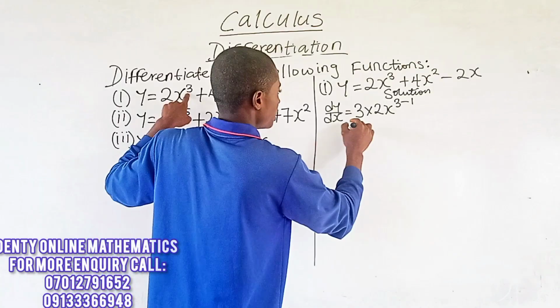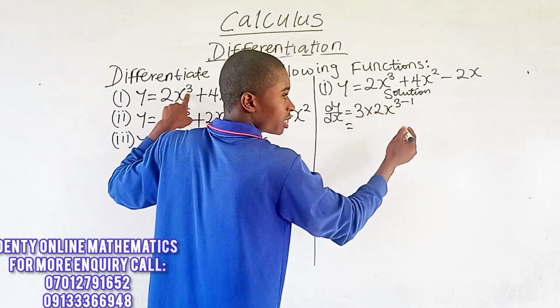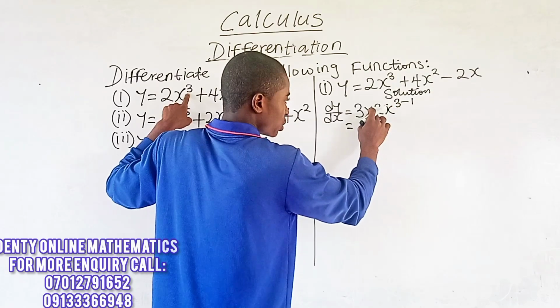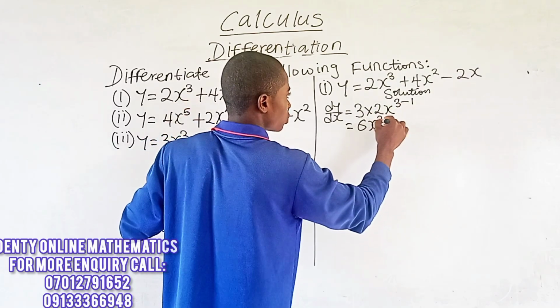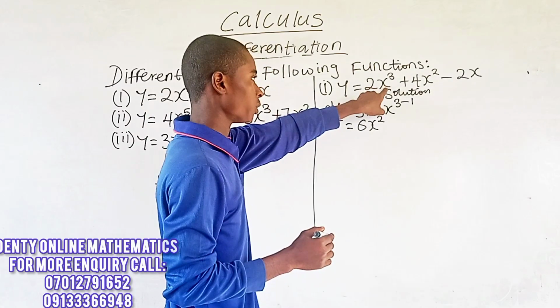So we can now say this is equal to what? 3 times 2 is 6. Remember, this x is attached to the 2. So 3 times 2x is 6x to the power 3 minus 1, which is 2. We are done with this first one.